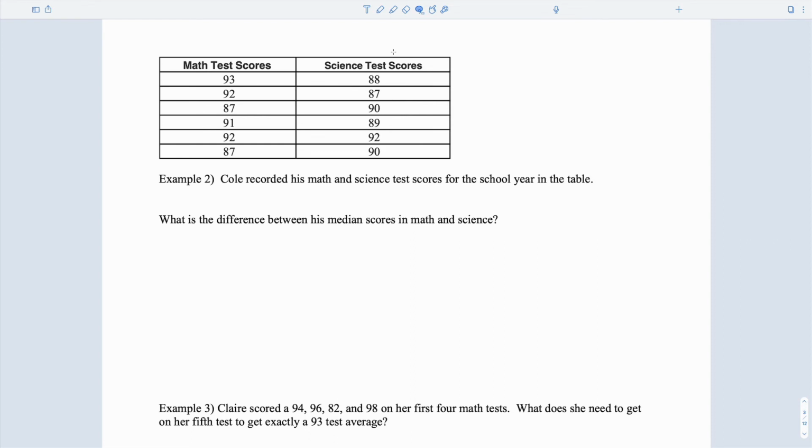Example 2. Sasha, read what's happening with Cole. Check your voice, please. I'll take a hand.